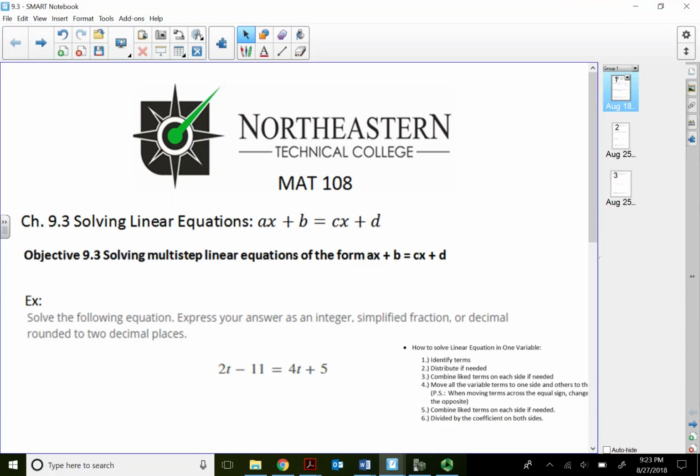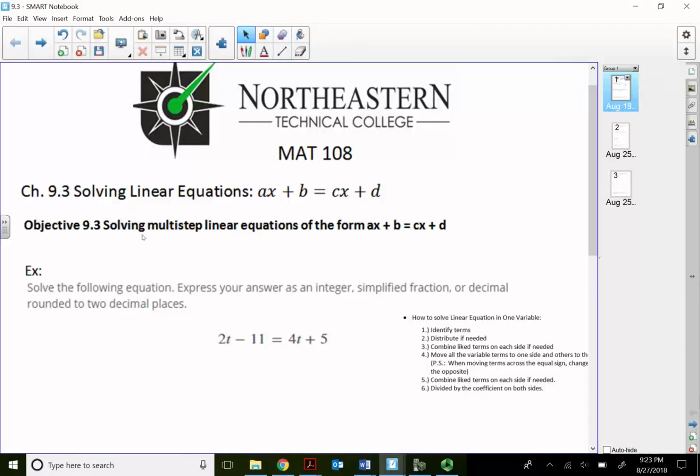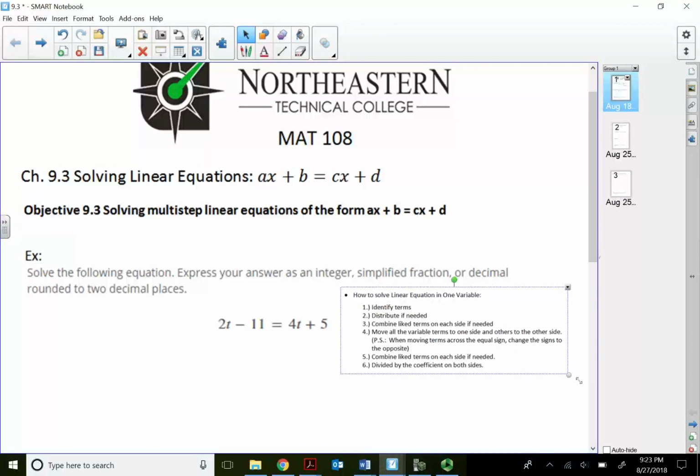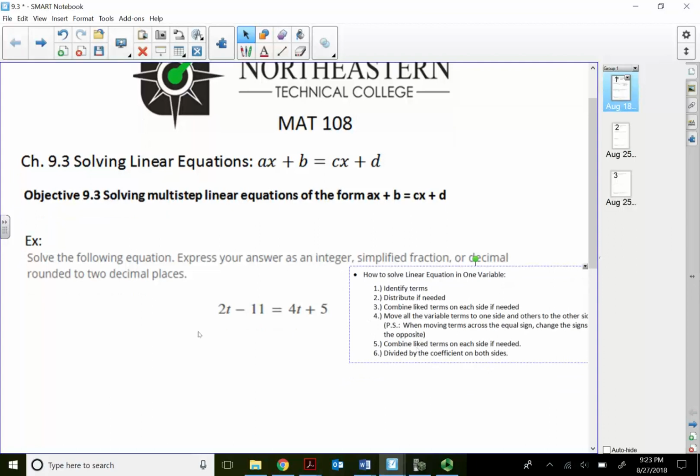In this lecture video, we're going to take a look at how to solve linear equations of the form ax plus b equal to cx plus d. What that means is we're going to begin solving multi-step linear equations in that form. So again, I copied this from my previous sections. All right, let's take a look.